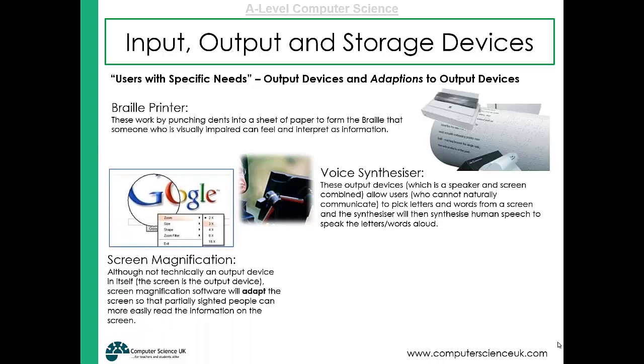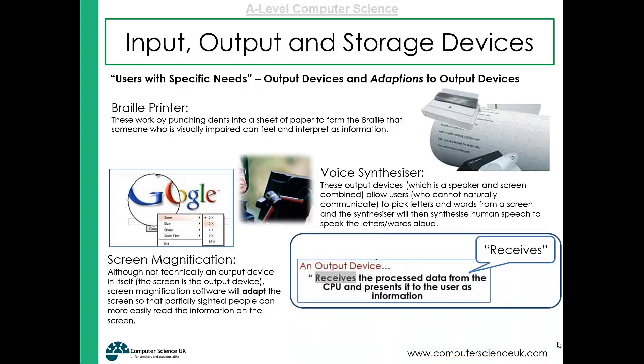Another adaptation to an output device might be screen magnification software. So it's not really an output device. The screen is the output device, but screen magnification software will adapt the screen so that partially sighted people can more easily read the information on the screen. And a screen reader, again, another adaptation to an output device. So this adapts the output device to present the text in a spoken form through the speakers.